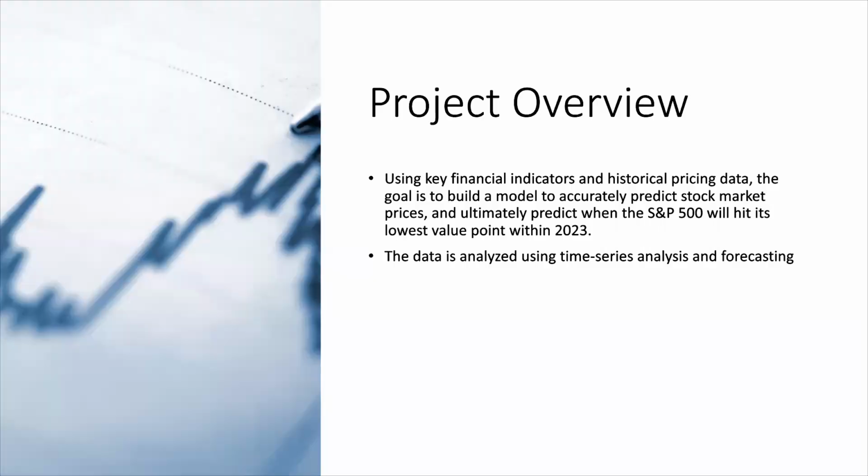So, my project overview: my goal was to take key financial indicators used in the stock market and historical pricing data for the S&P 500 and to build a model that can accurately predict the stock market and its prices. Ultimately, my question was, when will 2023 hit its lowest point for the S&P 500, or basically, predict when the market will be at its bottom using this information and historical data. The way to analyze it for this type of problem is using time series analysis and forecasting.